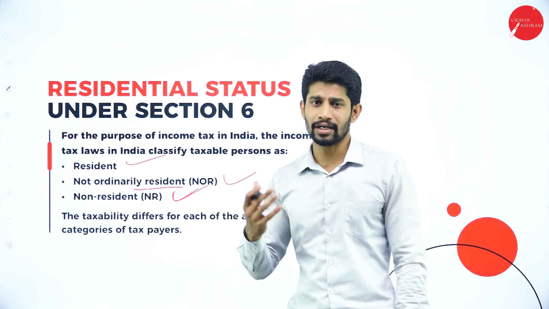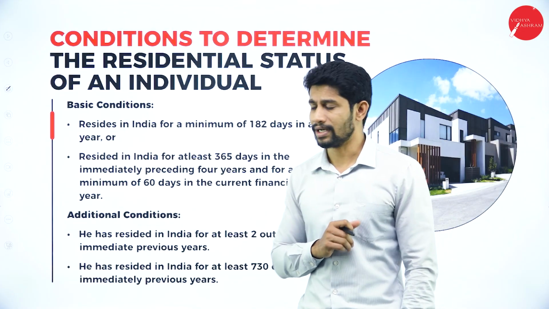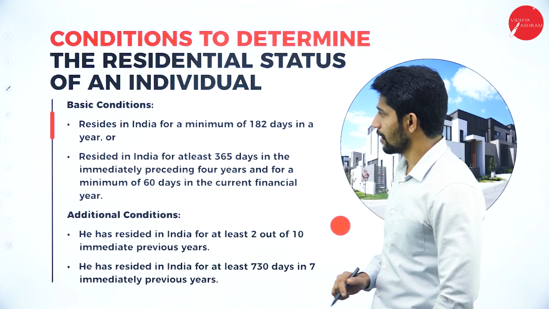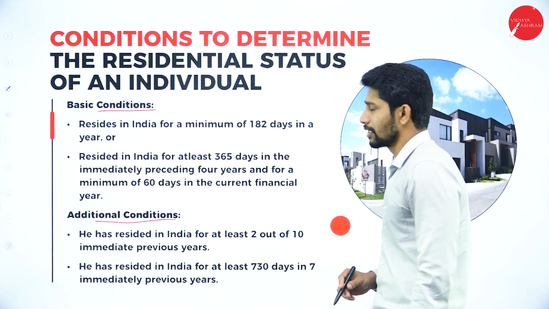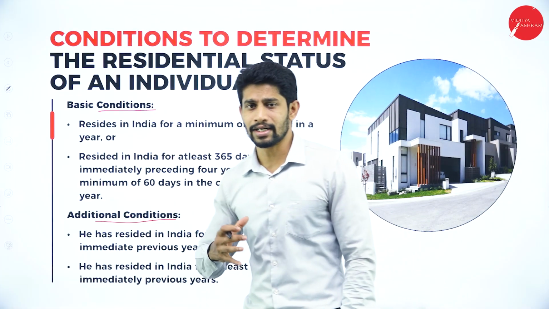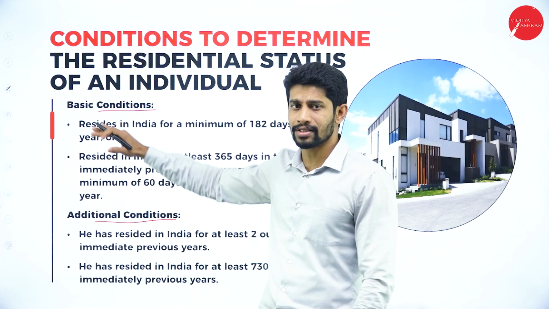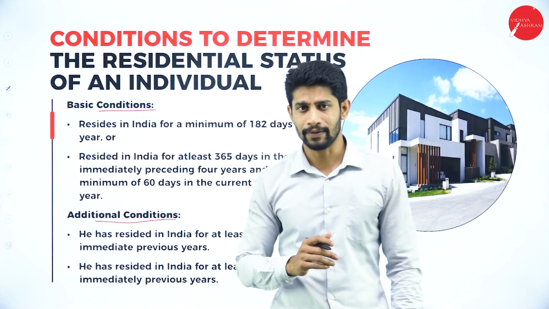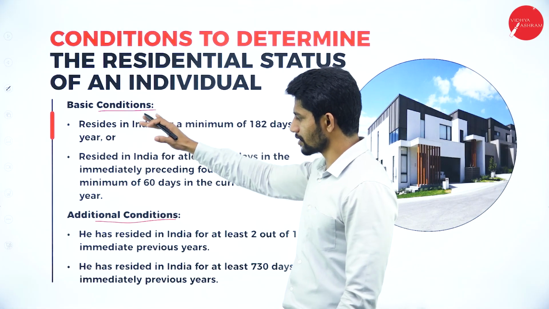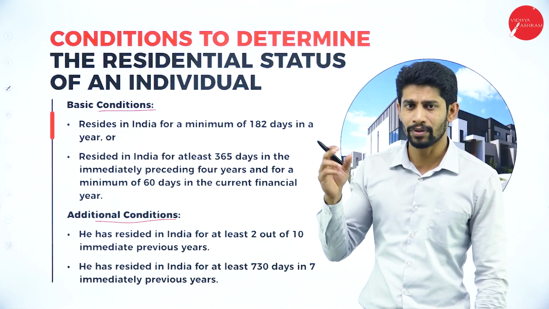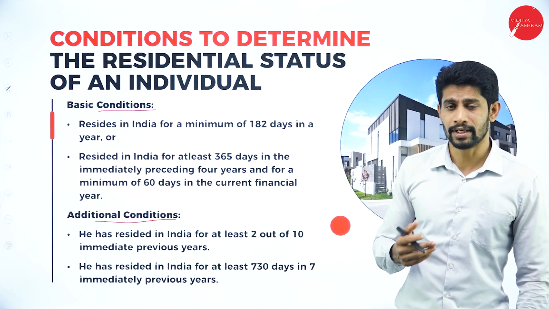Which are the conditions we have under section 6 of the Income Tax Act of 1961? We have basic conditions and additional conditions. To determine the residential status of an individual person, we follow these conditions. These four conditions are given by the Income Tax Authority. Based on these conditions, we determine whether that person is an ordinary resident, not ordinary resident or non-resident of India.